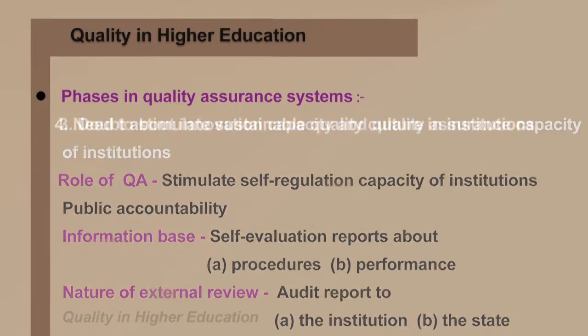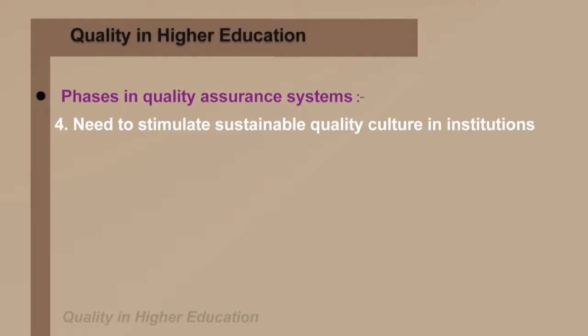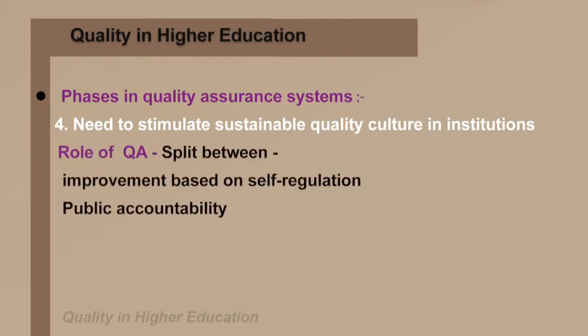And the fourth phase in the quality assurance systems is the need to stimulate a sustainable quality culture in institutions. Any initiative which is a quality initiative, any mechanism, any practice which is a quality practice or mechanism, if it is not sustainable, if it is not an ongoing thing, will not be able to accrue benefits for the higher education system and its participants, that is the students and the teachers and other beneficiaries such as the larger society and the industry. So, what is the role of quality assurance in this kind of scenario?